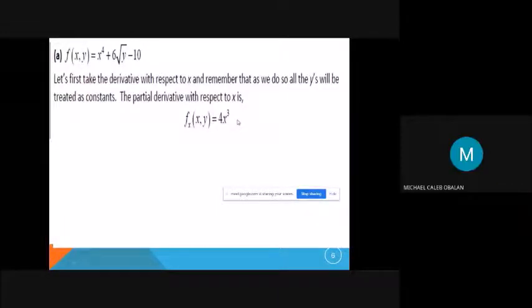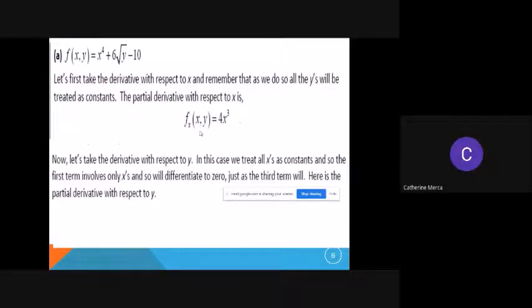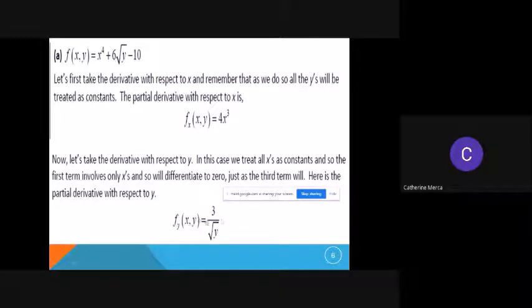Yes, ma'am. Now, what happens with respect to y? With respect to y, the x to the fourth is constant. What is the derivative of x to the fourth with respect to y? 0. With respect to y, 0. But for the 6 square root of y, what happens there? You can rewrite it, and what is the derivative of this one with respect to y? The 10 with respect to y, this one is 0.